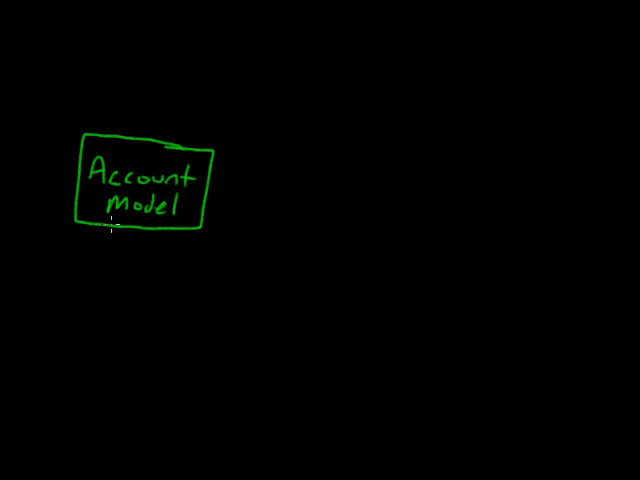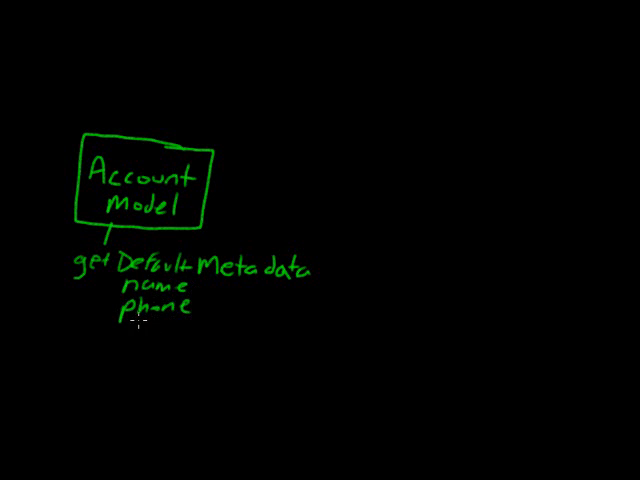There's a method on the account model called get default metadata. This is a method that's on the account model, and in this method is where you're going to see all the metadata that's defined by default for the account. So you're going to see, for example, information about name, about phone, and different relation information, such as an account has contacts. That information is stored in the default metadata.